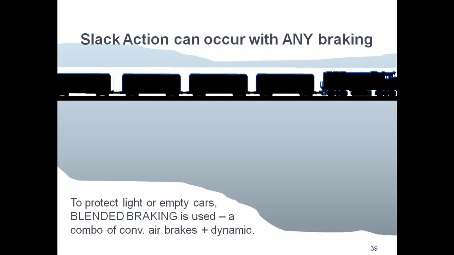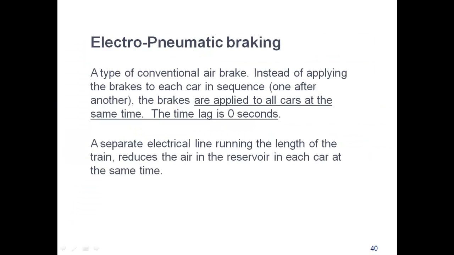Okay. Well, thanks. And so now we have the last type of braking, which is electropneumatic. And Jared, could you give us an introduction? Electropneumatic brakes are a type of conventional air brake. Instead of applying the brakes to each car in sequence, one after another, the brakes are applied to all cars at the same time. Still, the lag time is 0 seconds.